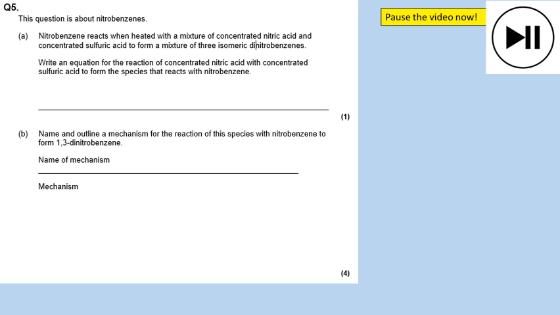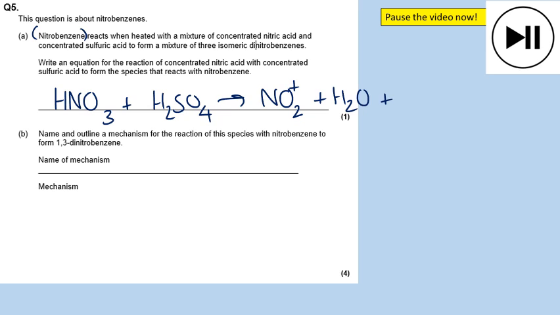So they're trying to make this question sound harder than it really needs to be, okay? Because they're already starting with the nitrobenzene and they're adding another nitro group on. Write an equation for the reaction of concentrated nitric acid with concentrated sulfuric acid. There we go, to form the species that reacts with the benzene, NO2+. We also make water and HSO4-. There we go, done.